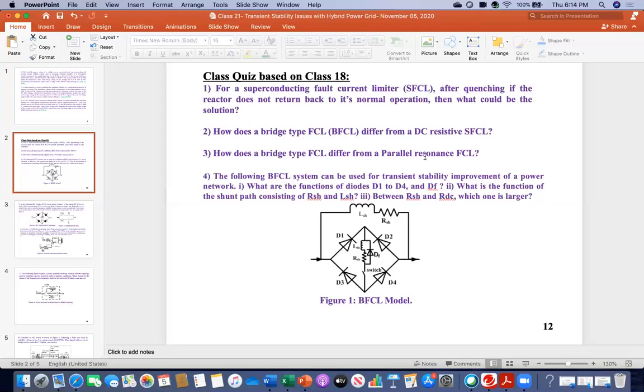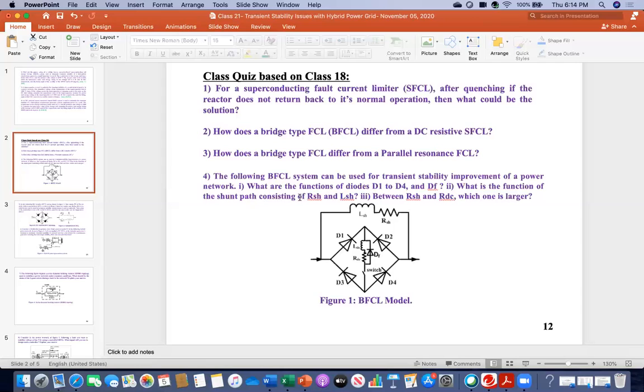So everybody, did you write the same thing? Yes, Dr. Ali. That probably you might tell other points if you like, but at least there should be that basic difference. Okay, then moving forward, the following SFCL system can be used for transient stability improvement of a power network.